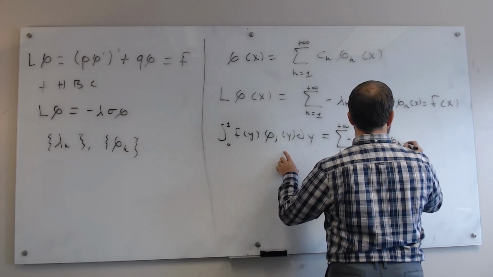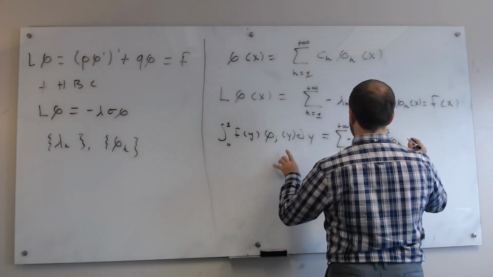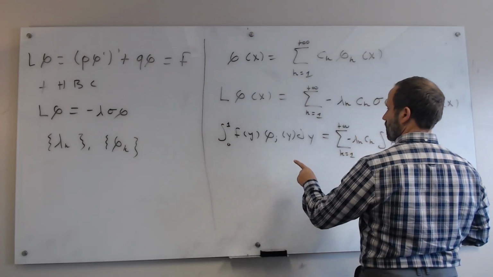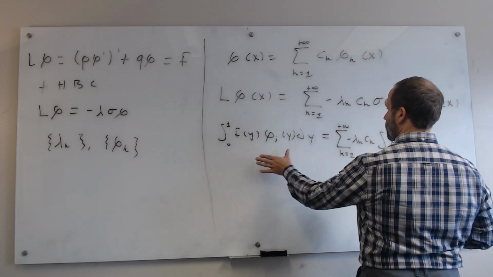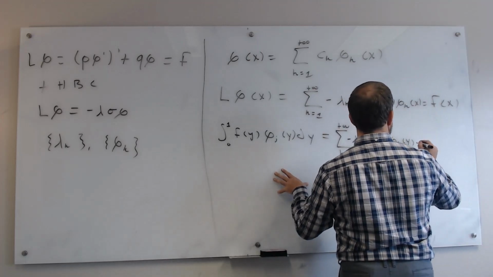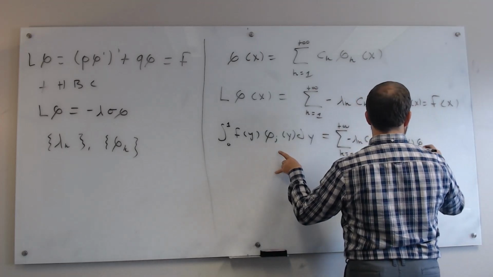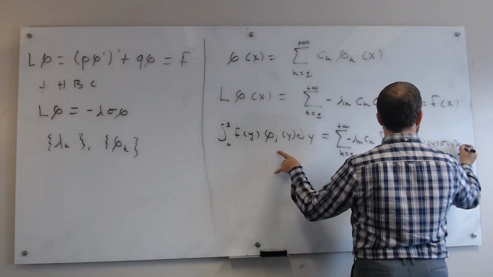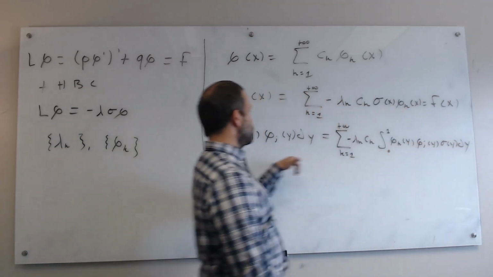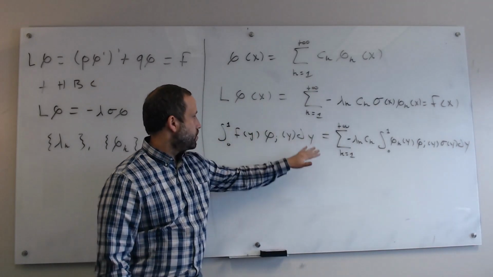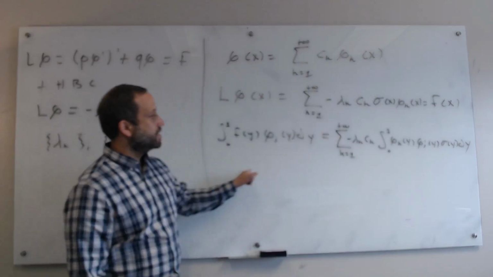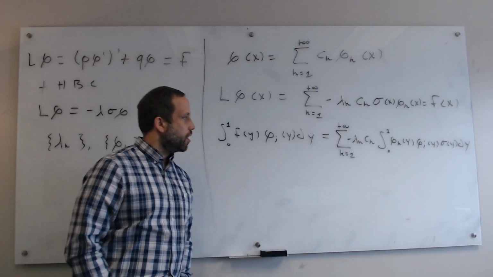phi k of x, phi k of y. Make sure I'm doing everything correctly. I don't know why I did y's here. Phi k of y, phi j of y, sigma of y dy. I'm doing y's just because typically when I'm doing expressions like this, I'm just having this with the y instead of the x, similar to the previous video.